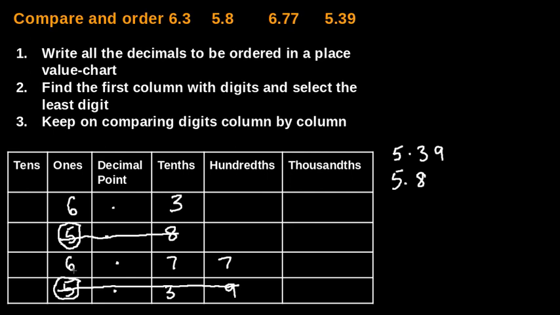Now we have 6 and 6. We have to go to the next column to figure out which is less. 7 and 3, which is 7 here and 3, which is less. So the next decimal will be 6.3. And the last decimal, the greatest, will be 6.77. Easy peasy, right? Okay, we'll move on to the next example.